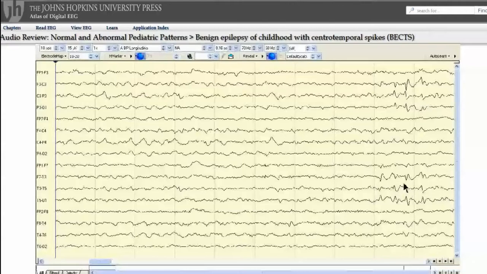And here we see phase reversals that may be slightly further forward at F7, although some of them appear to be at T3. And similarly, as we showed previously, these discharges with phase reversals and morphology, and as a repeated phenomenon, are occurring synchronously at C3.